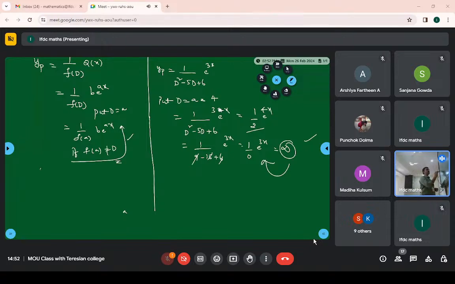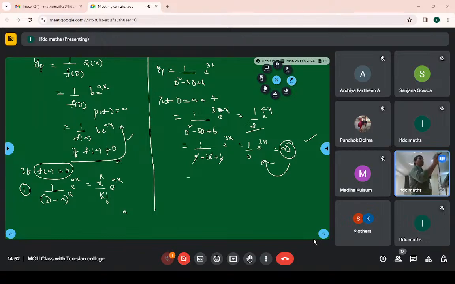So when the case fails, you can write: if f(a) is equal to 0, if f(a) tends to 0, then I would like to give two formulas. 1 by (D − a)^k into e^(ax) is equal to x^k by k factorial into e^(ax). This is a very, very, very important formula.